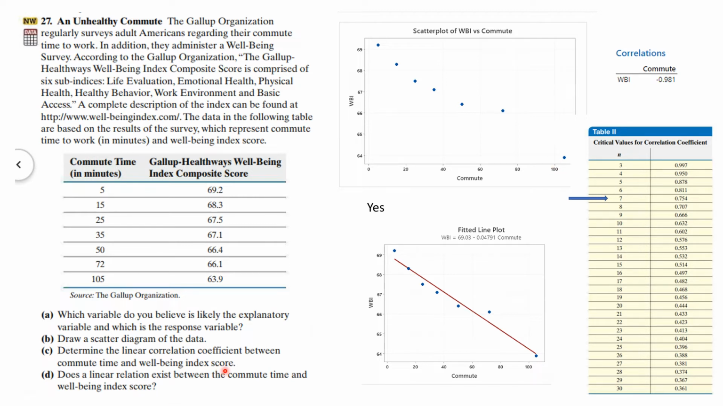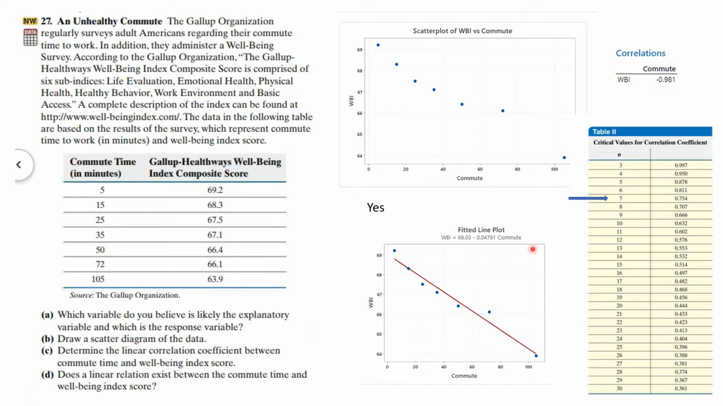I asked you to calculate the linear correlation coefficient, and when you did that, you get that this is minus 0.981. And then the last question is, does a linear relation exist between the commute time and the well-being index? Is this good enough to use? Well, you count the number of pairs of data points, 1, 2, 3, 4, 5, 6, 7, and you look in your table and you see that the critical value is 0.754. Since the absolute value of this number, 0.981, is greater than that, it's good enough to use.